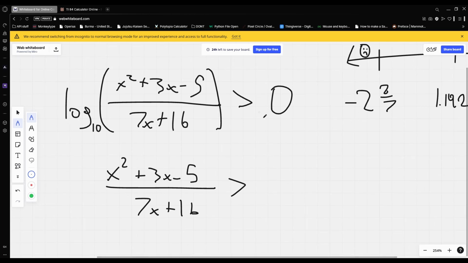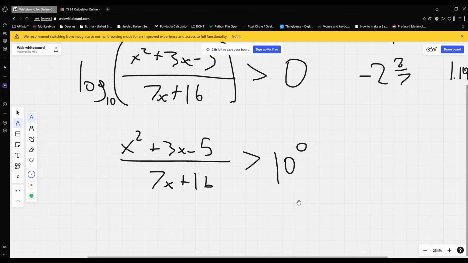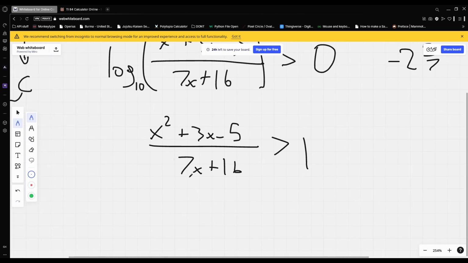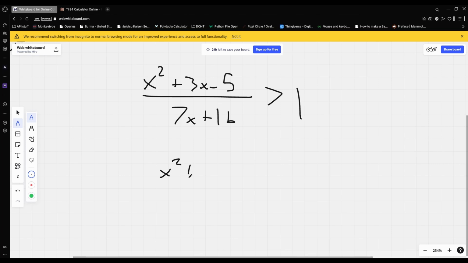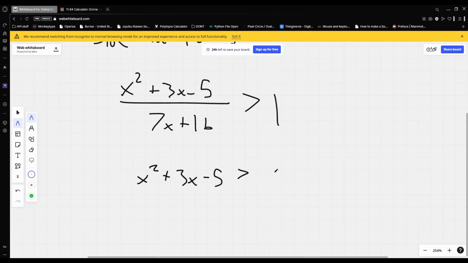So 10 to the power of what is equal to this? 10 to the power of 0, which is also just 1, because anything to the power of 0 is 1. So I'm just going to erase these. Now what do we do? Multiply 7x plus 16 on both sides. I'm sure you guys know how to do that. This is not Algebra 1. If you don't understand that, I can't help you. I'm sorry.